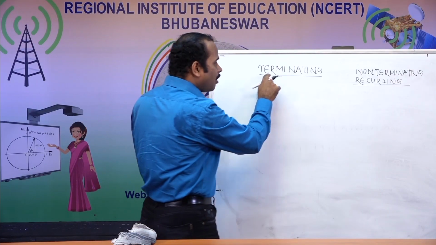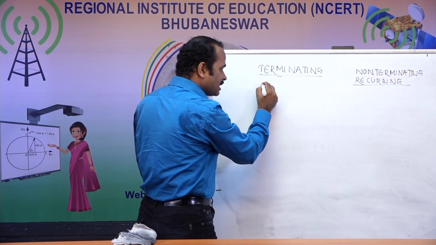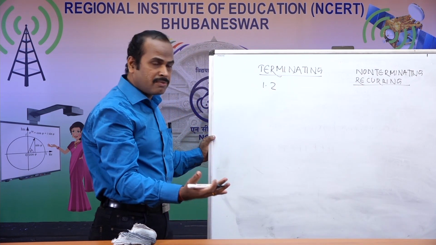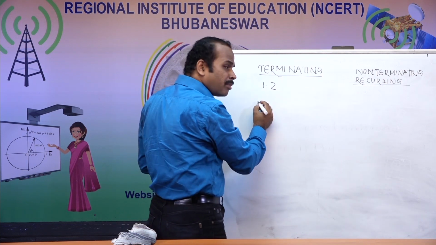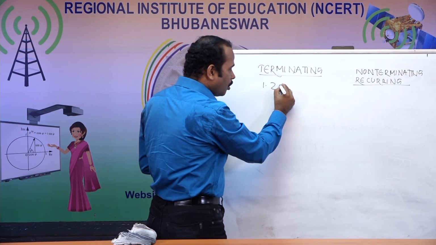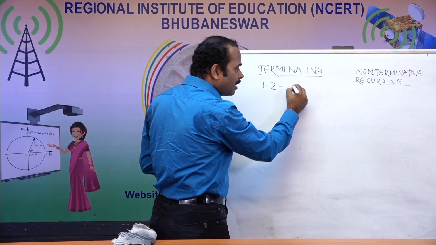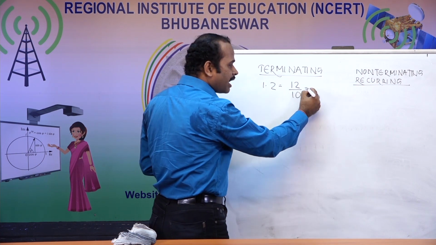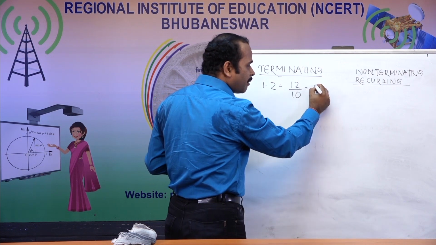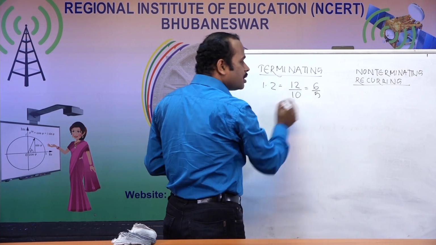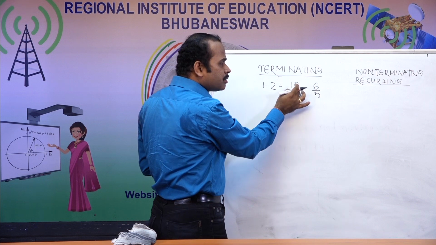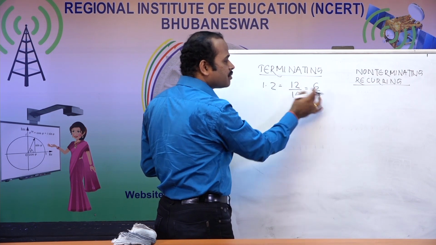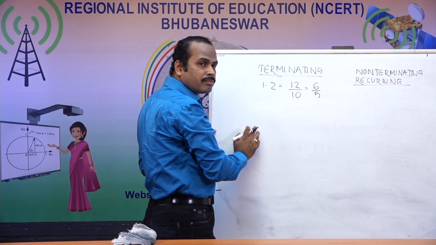So what we can do now, let us take a terminating decimal number. For example, it is 1.2. So how to convert this 1.2 into rational form? Very simple. We can write 1.2 as 12 by 10, and I will write it as 6 by 5. When I reduce this by 2 and reduce this by 2, I will get 6 by 5. So 6 by 5, I got it is 1.2.